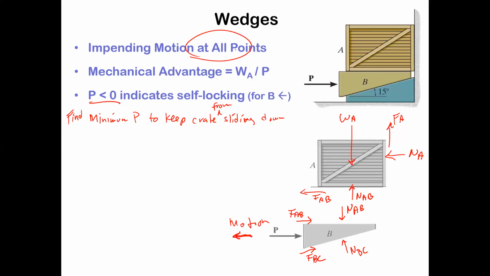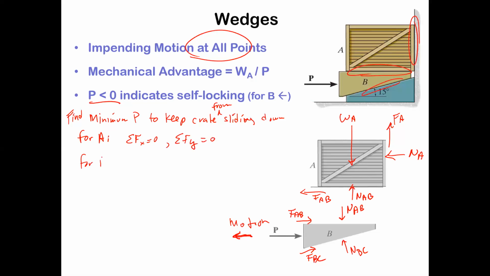This is at all points, including this surface, this surface, this surface. We're assuming the bottom wedge is going to stay fixed. So there are 3 different friction forces involved here, and they're all going to be at their limits. For A, we're going to do the sum of the Fx equals 0 and the sum of the Fy equals 0.